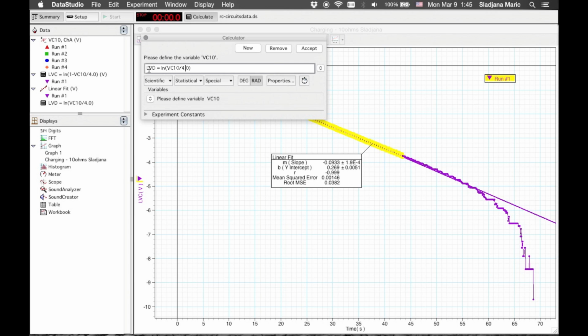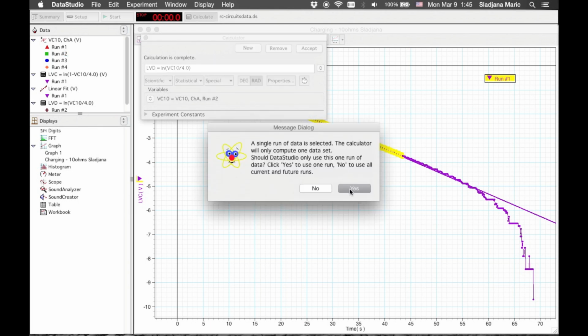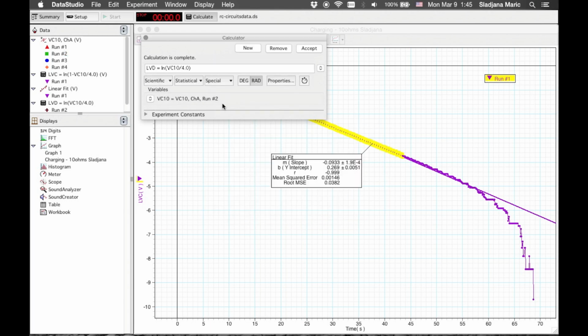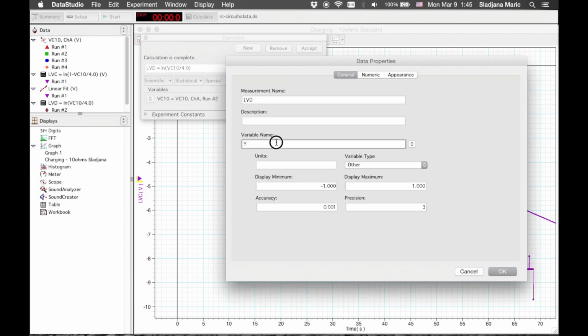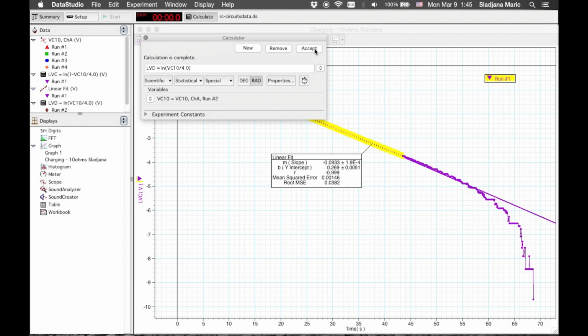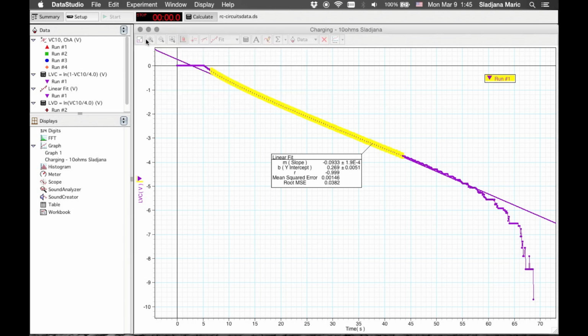So we are analyzing the discharging of the capacitor through a 10 ohm resistor. So that was our run number 2. Take run number 2, drag and drop here, and now click on yes, and your variable is defined. Now click on the properties. Under variable name area is Y, and type LVD, and then for the units use volts. Click on accept and close this.